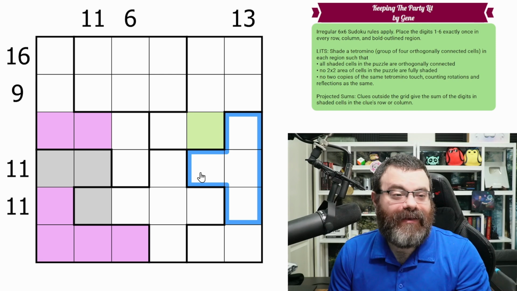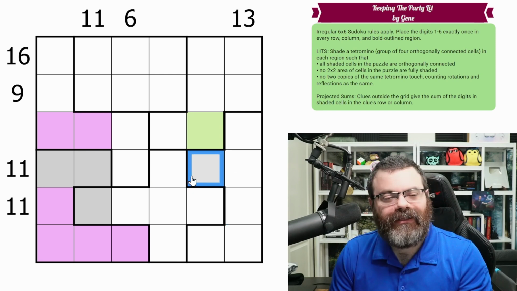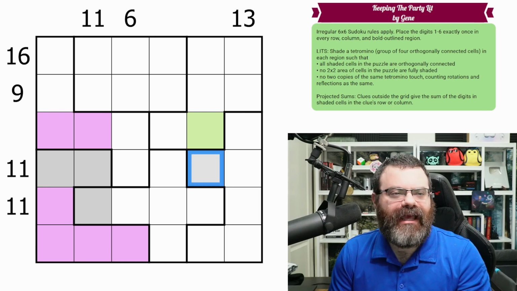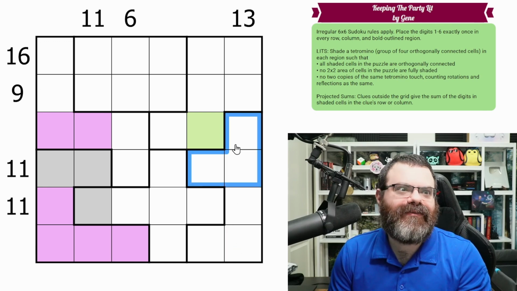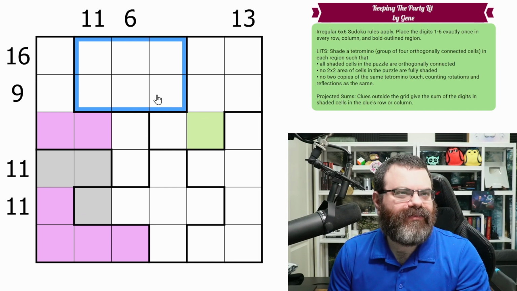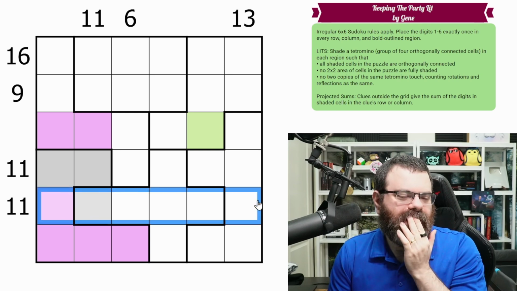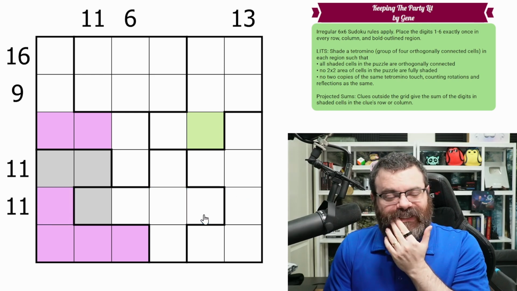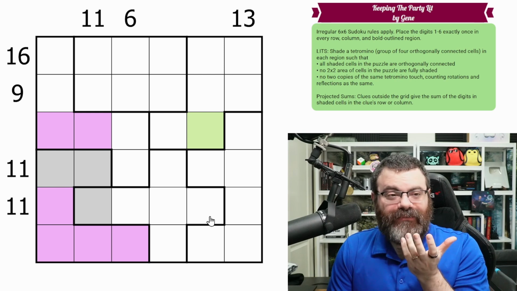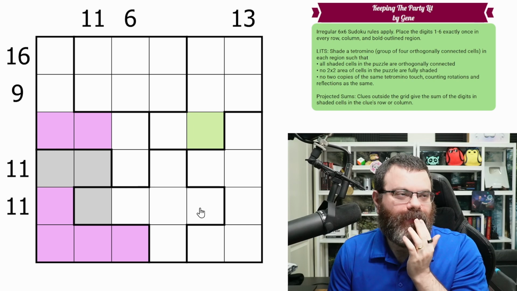Let's see. So that means this can't be a T. So we are not taking this cell. Interesting. Right, because if we take this cell, oh no, it could be an L if we take this cell. Never mind. I was thinking it would have to go like that, but that's not true. Now this block here, I don't know, do we need to start thinking about our projected sums at this point? There's 11 in this row. 2 cells can add to 11. We can do 5, 6. So we don't need that many cells to add to 11.